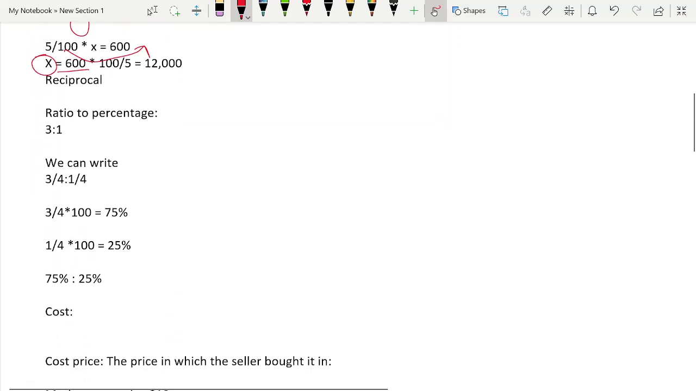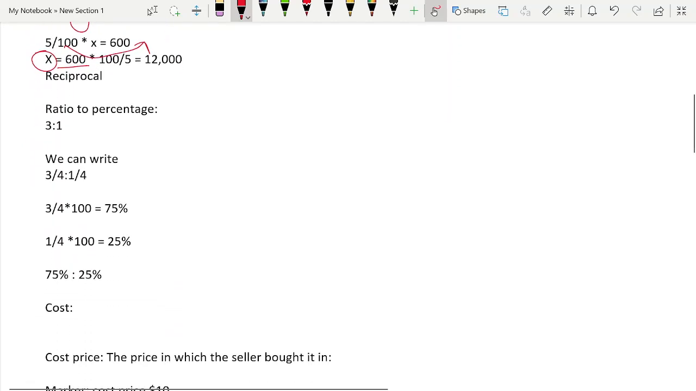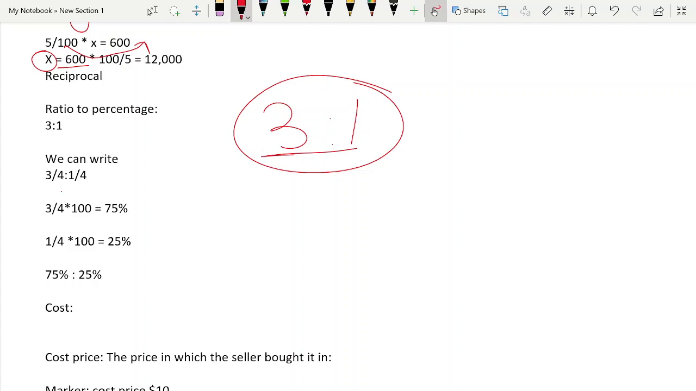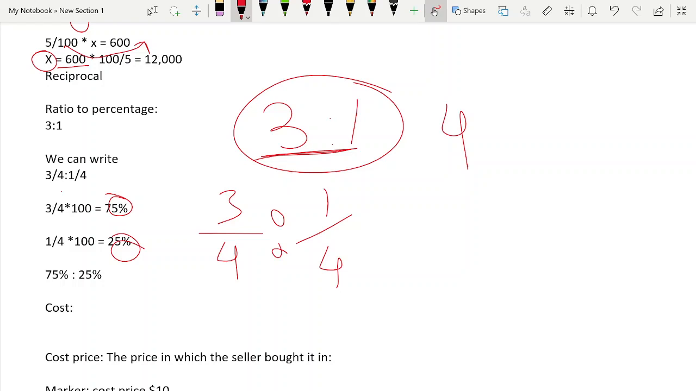Now ratio to percentage. If you have 3:1 and you want to make it a percentage, you can write 3 by 4 and 1 by 4. Let me show you how that happened. So 3:1 has 4 possibilities, right? So there are 4 possibilities in total. So you put the total on the bottom, obviously. So 3 by 4 and 1 by 4. And sorry, that's not a multiplication, that's a ratio. Then you do what you would do to a fraction, which is times it by 100. 75 and 25 were our answers, and then that will be 75% is to 25%.